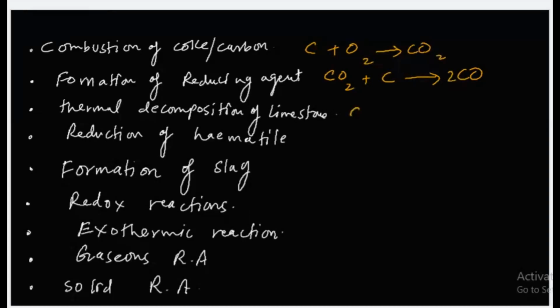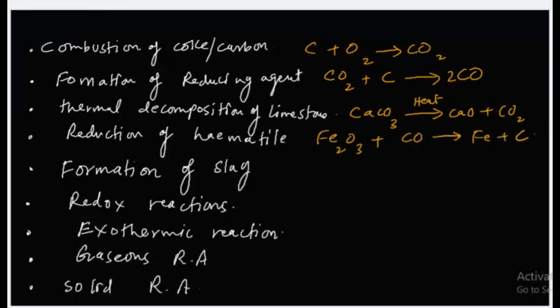Thermal decomposition of limestone. Calcium carbonate is limestone. So it is an endothermic reaction. Energy is required to break calcium carbonate. Reduction of hematite. Hematite is the iron ore. This equation is used for the reduction of hematite, iron ore, or iron 3 oxide. Formation of slag is the reaction between calcium oxide and silicon dioxide to get calcium silicate. So this is the formula of slag.